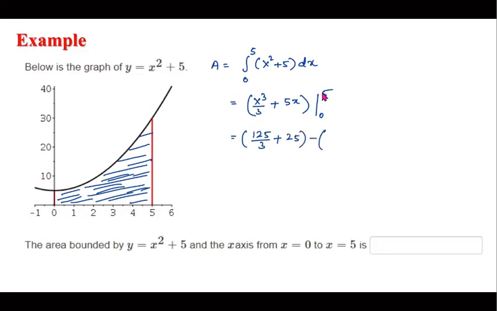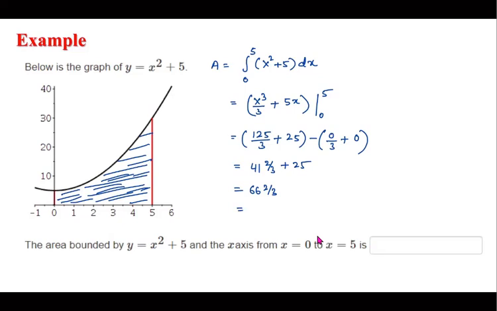Then we subtract and plug in the lower limit. If you plug in 0, that will be 0 cubed, which is 0, over 3, plus 5 times 0, that is 0. So basically, everything in the second parenthesis will be 0. And in the first one, 125 over 3 is 41 and 2/3, and then plus 25, which is equal to 66 and 2/3, as a fraction.